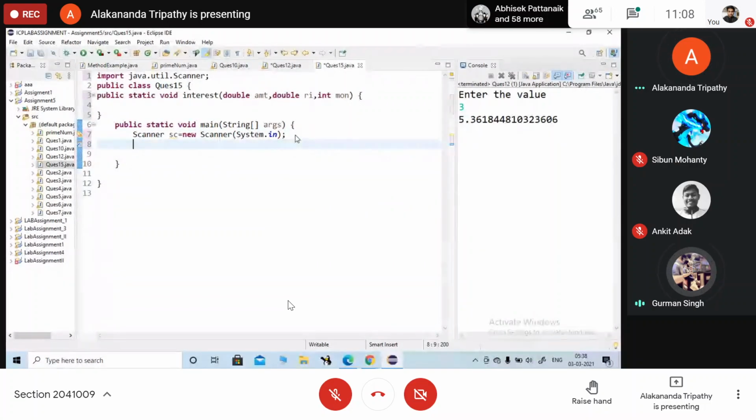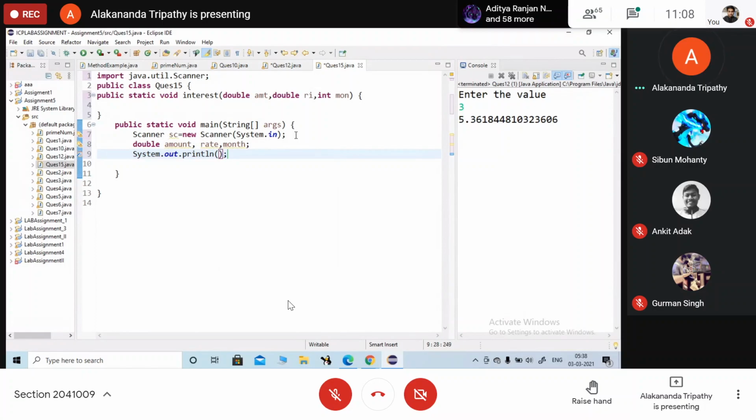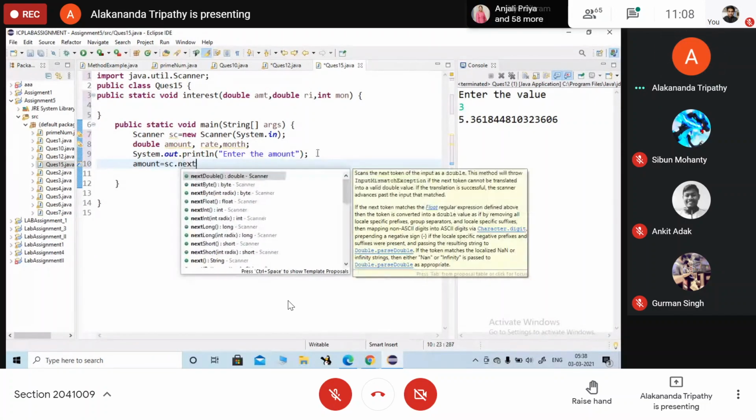Okay. Done ma'am. Anyone wants to say something? So double amount. Then here I am writing rate and here the month. Okay. System.out.println. Enter the amount. So amount is equals to SA dot next double.